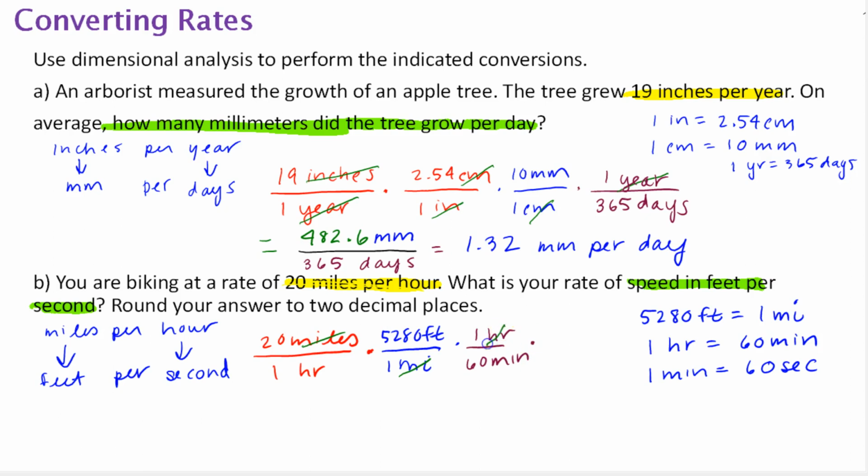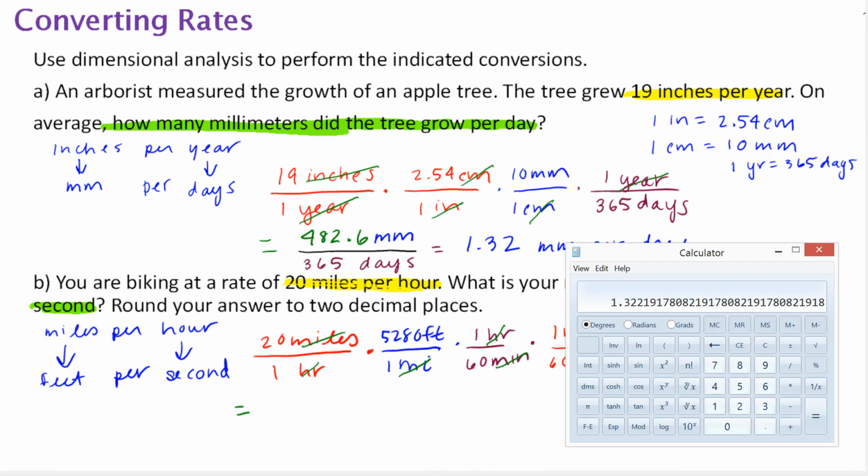Okay, so here the hours cancel. At this point we would have feet per minute, and we just need one more conversion to get feet per second. So we want minutes to cancel, so we'll put 1 minute on top and 60 seconds on the bottom. And to verify as we go, notice the minutes cancel. So the units left on top are feet. The units left on the bottom are seconds. So now let's compute.